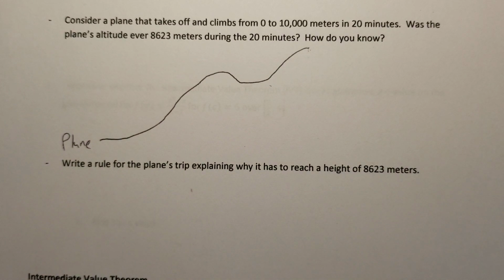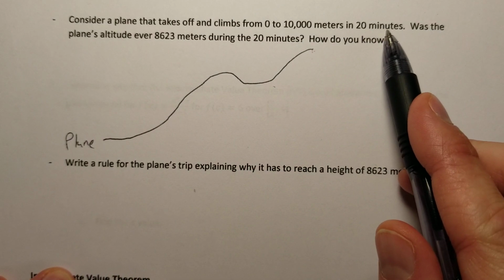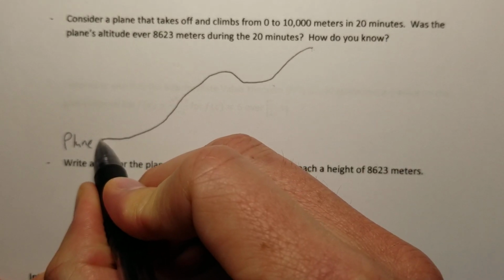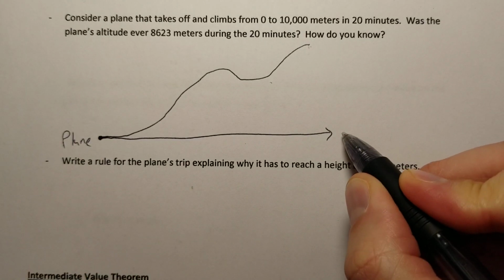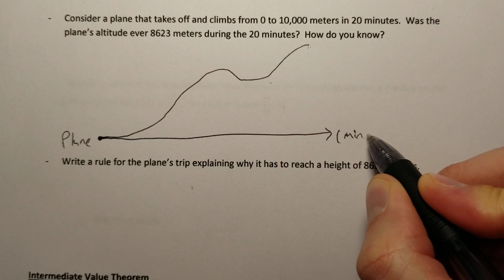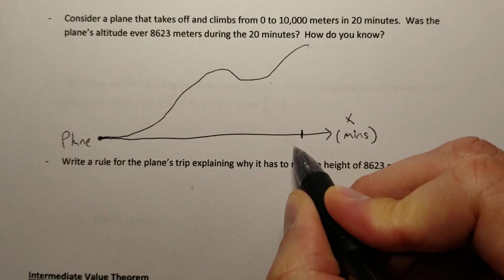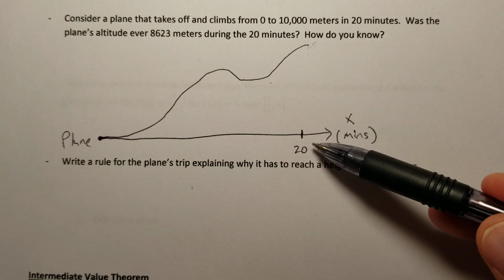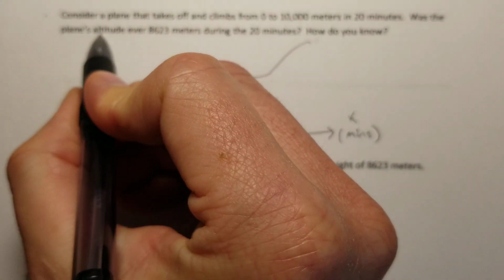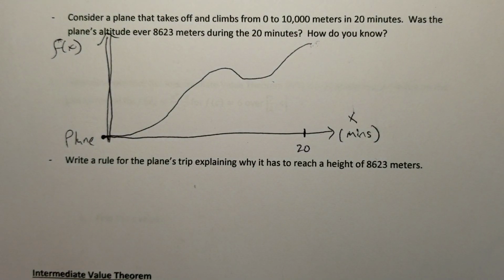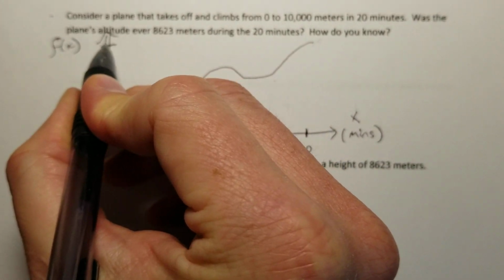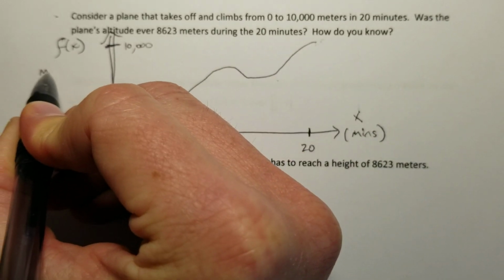Now, let's math this up a little bit. Let's turn this flight of a plane into a graph. I have an input, or independent variable, of 20 minutes. So I'm going to start my x and y axis here where my plane started. Drawing a little x-axis, this is minutes for x, and when I get to the end over here, that's got to be 20 minutes. My output we're going to call f of x, and for f of x we get up to 10,000 here, and this is in meters.